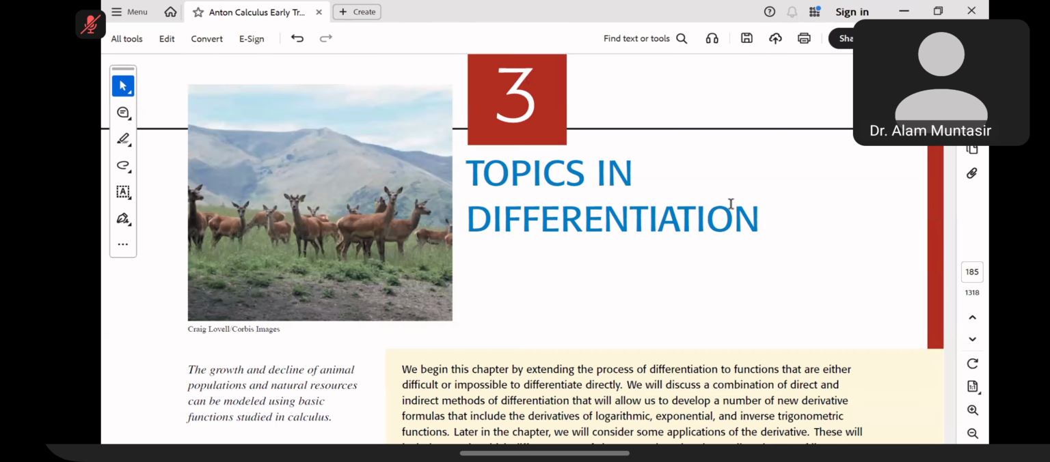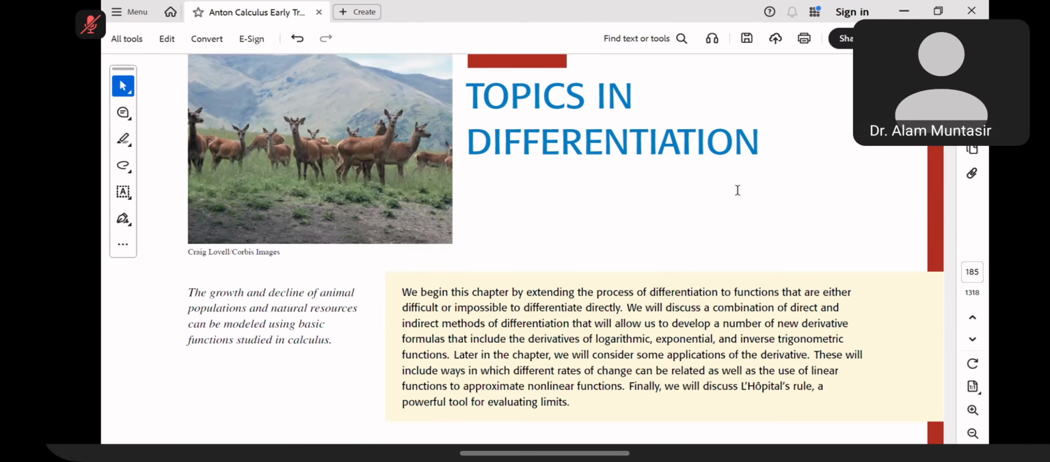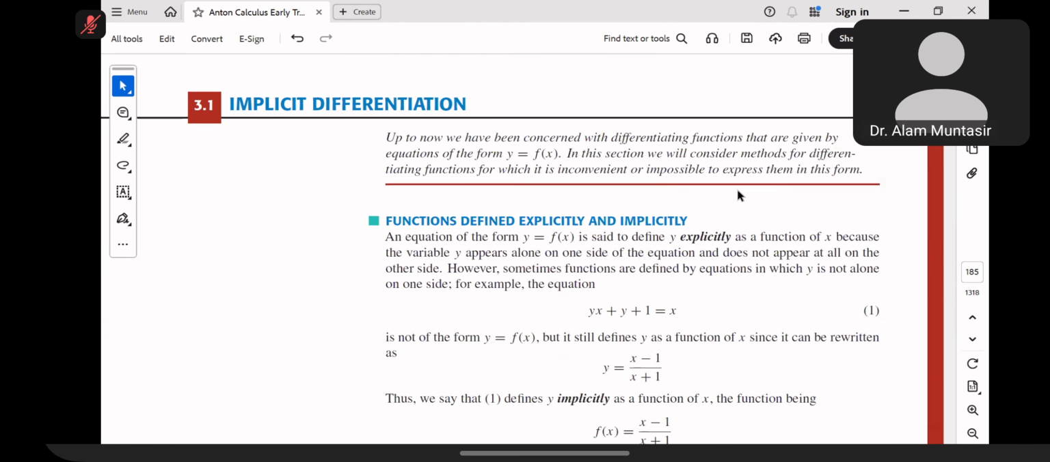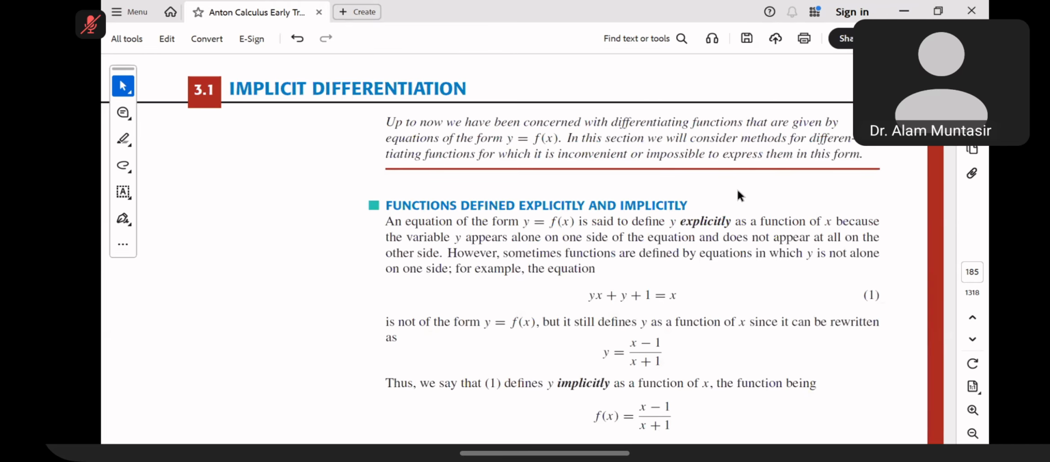Now we are moving to our next chapter, chapter 3. The important topics that have been discussed in this chapter are all about application of differentiation in real life. The first topic that has been discussed in this chapter is implicit differentiation.